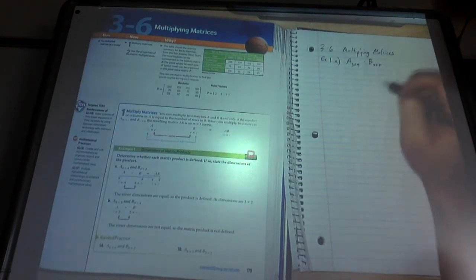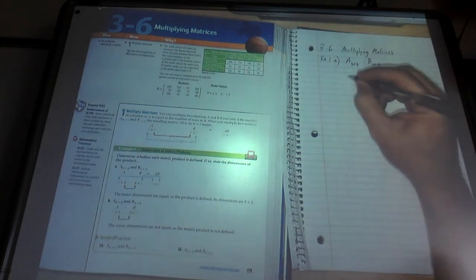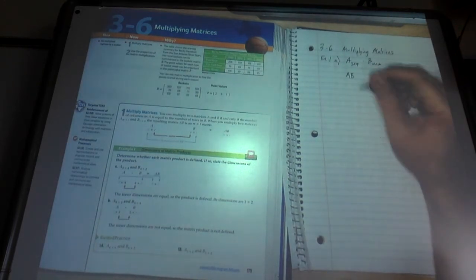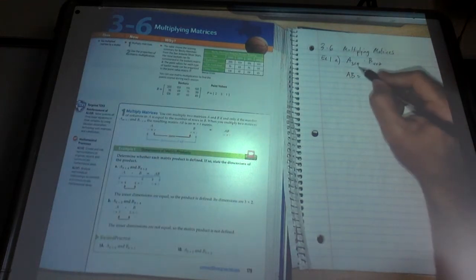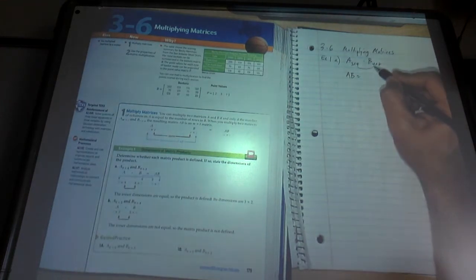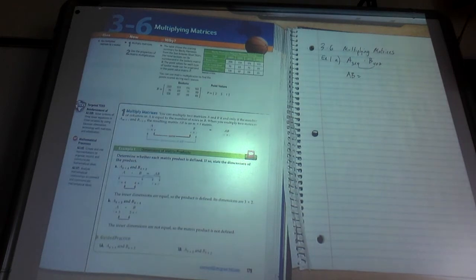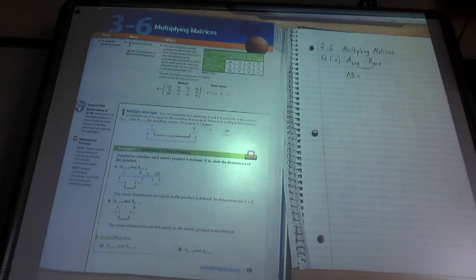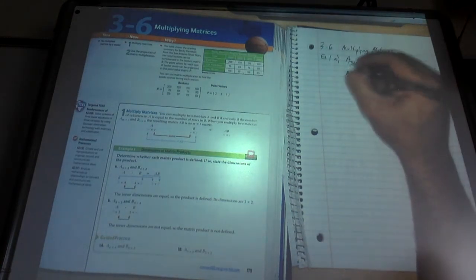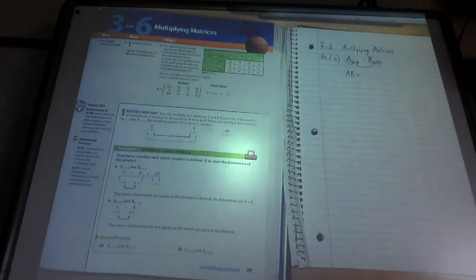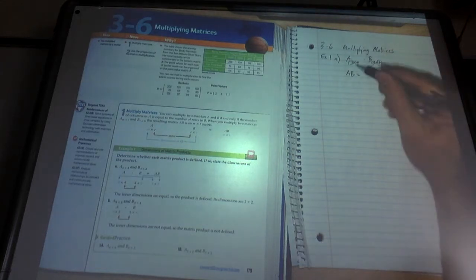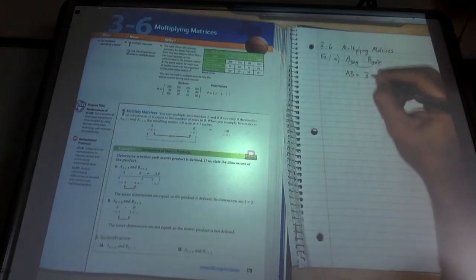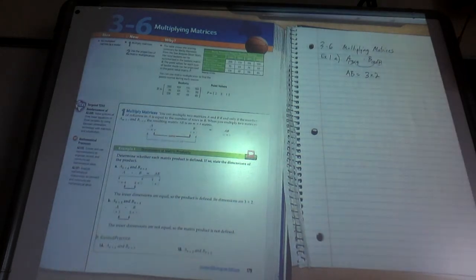You look at the order that you're multiplying them in. So if it says, hey, multiply A times B and see if you can do it, then we're going to check it like this. I'm going to look at my inside numbers. If they match, which in this instance they do, the two outside numbers are going to be the resulting size of your matrix, or the resulting dimensions. So when I multiply A times B together, I'm going to get a 3x2 matrix.